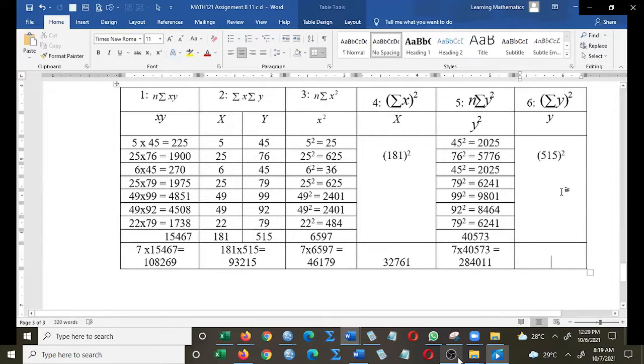What's the square of 515? 265,225. Okay, so we have 6 numbers there. Let me put them in bold. If you want, you can put all 6 numbers into the formula now.